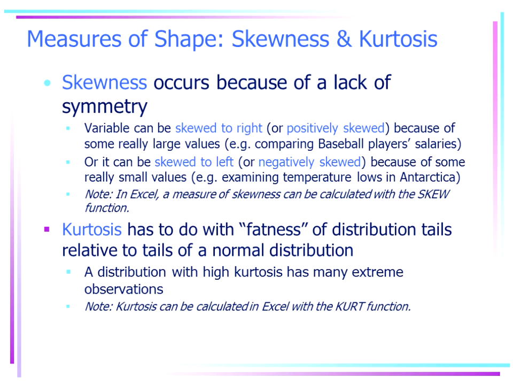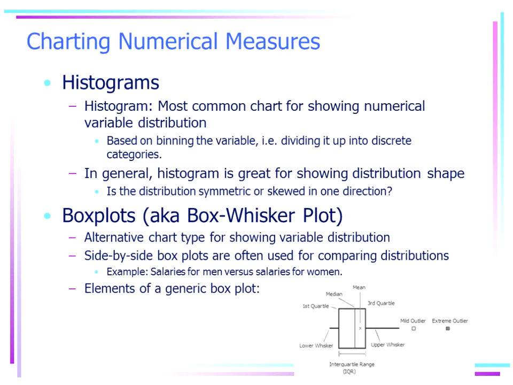Kurtosis has to do with the fatness of the distribution tails relative to the tails of a normal distribution. A distribution with high kurtosis has extreme observations. And just like we talked about with skewness, what we are trying to do here is to get things to be normally distributed. So when your data is distributed in a way that makes it skewed or suffer from kurtosis, you have to take action to clean your observations so that you can get rid of the skewness or kurtosis in the data.